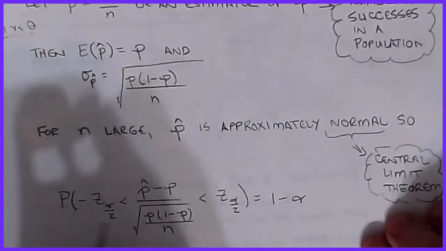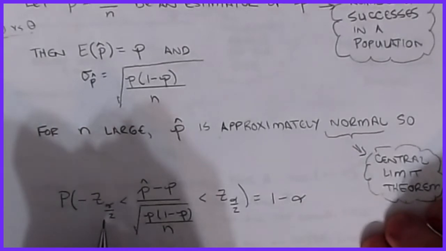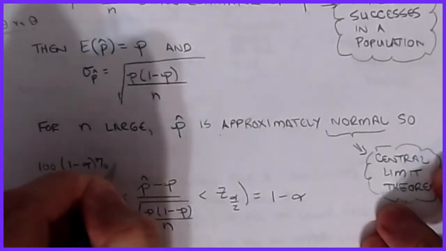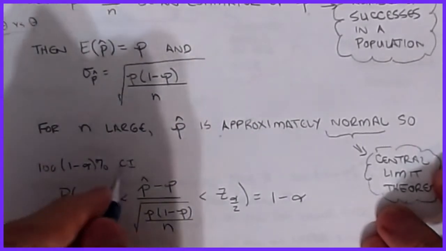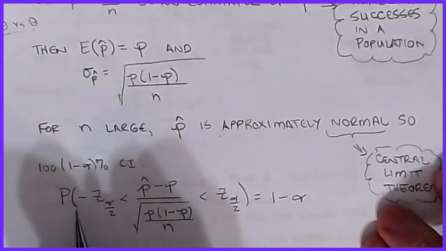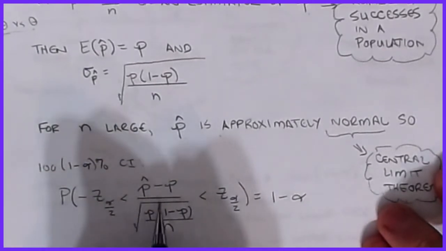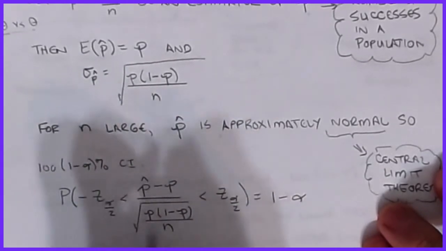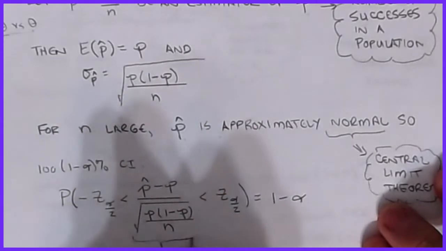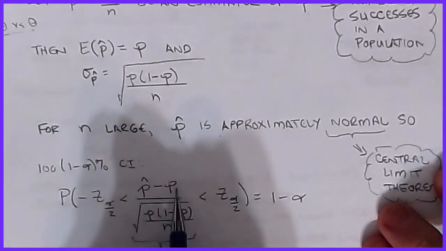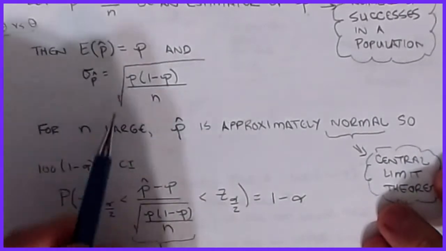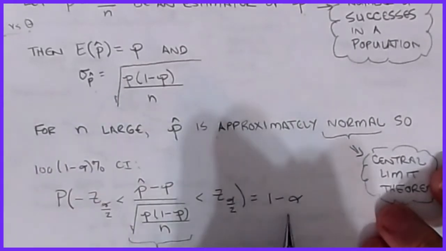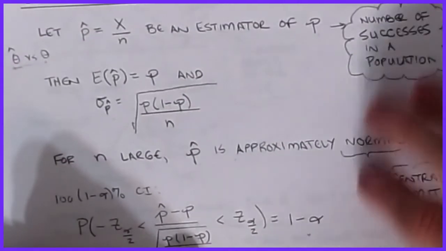So then the 100 times 1 minus alpha percent confidence interval for a proportion is simply that the standardized value falls within the range of minus z alpha over 2 and z alpha over 2. Again, this came out of the standard normal, just like before. The piece that changes is the one in the middle. I take my estimator, subtract my true statistic, and divide by what would be my standard error, which is this expression. All of that is then equal to my 1 minus alpha. That's where we're going with this.